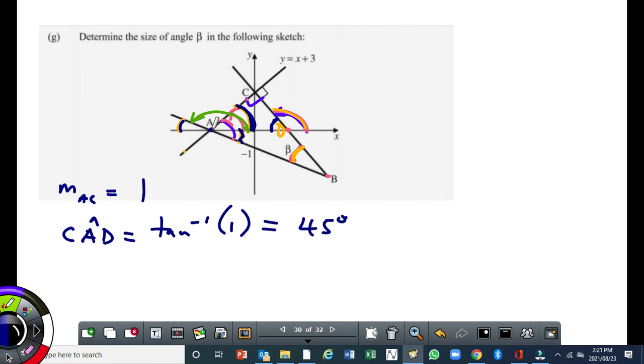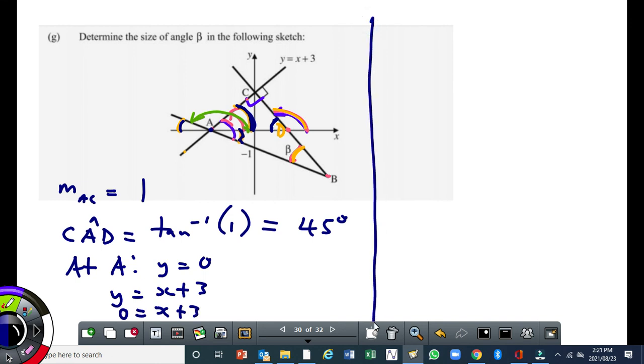Substitute y equal to 0. Thank you. So at A, y is equal to 0. So if I substitute into that equation, y equals x plus 3, I'll get 0 equal to x plus 3. So what this means is my x at A is going to be negative 3. Therefore, I can find the gradient of AB because this point here is minus 1.